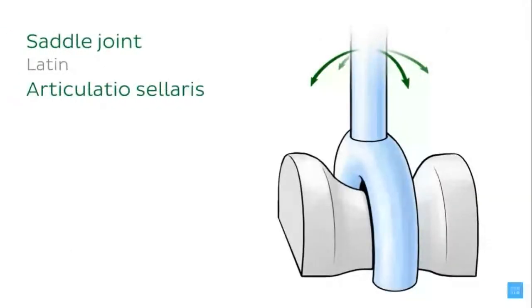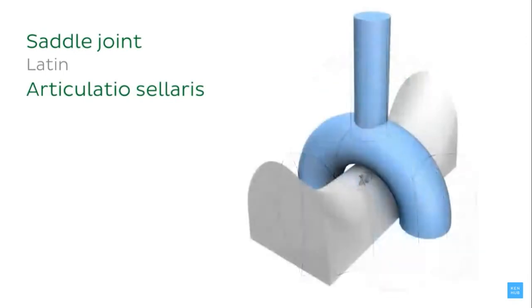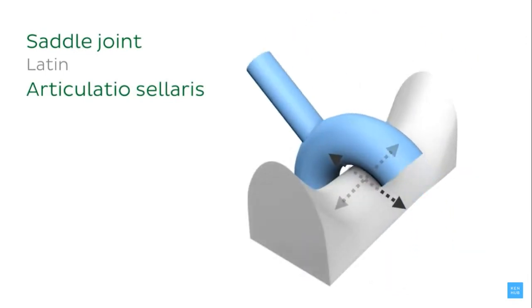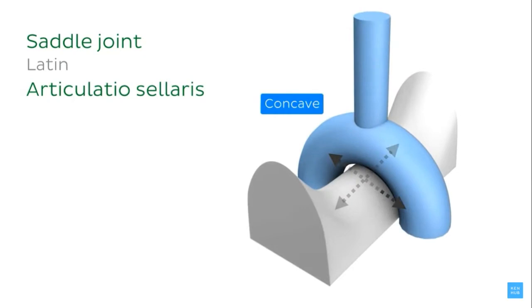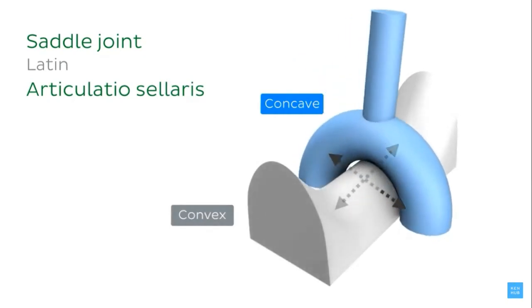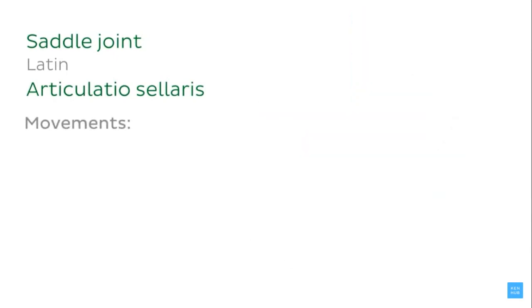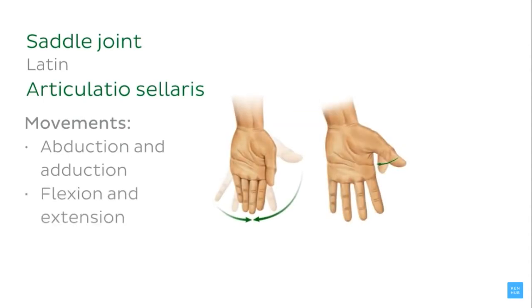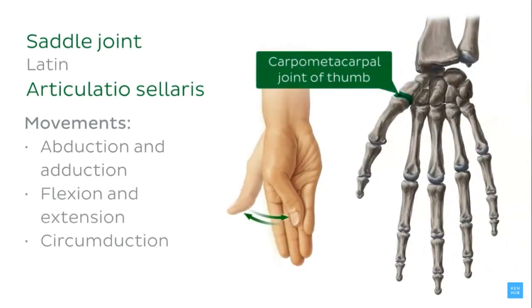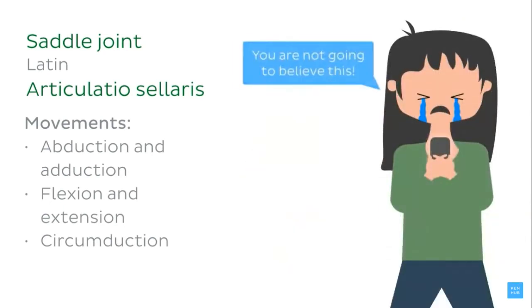Similarly to the condylar joint, the saddle joint is a biaxial joint. The movements that take place in this joint are abduction, adduction, flexion, extension.